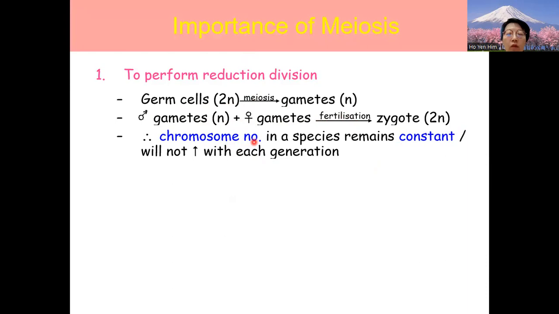So let's say our number of chromosomes for humans is 46. When you produce gametes, each gamete gets half the chromosomes, which is 23, and 23. So when they fuse together, we restore the chromosome number back to 46. So for the species, the chromosome number remains the same. It will not double. Because if you double every generation, every next generation will need to produce double the number of chromosomes per cell.